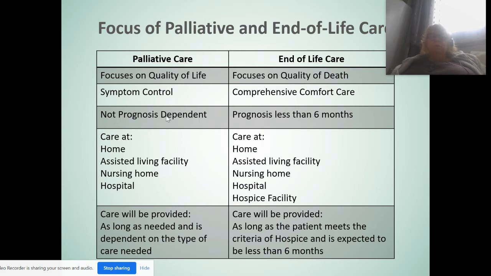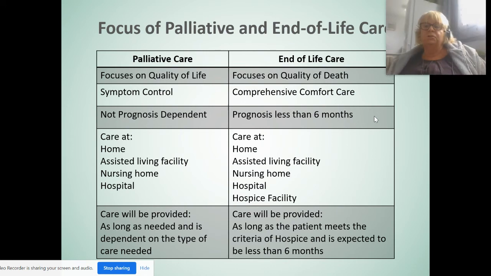Palliative care is not prognosis dependent. So, prognosis is how long the person's got to live. Okay, so it doesn't matter how long they've got to live, they can still have palliative care. As we said before, it could be years. End of life care, the prognosis is less than 6 months. So, for someone to be able to go into hospice care, they have to have a prognosis of less than 6 months.